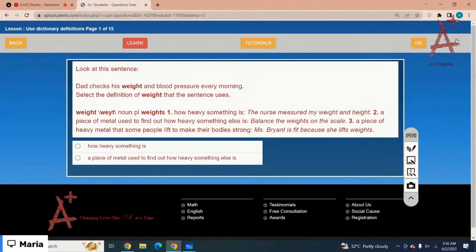Okay, so each word has two to three different meanings. You have to look at the sentence and see what the word weight means in it. Got it? You have three meanings of the word weight. How heavy something is, a piece of metal used to find out how heavy something else is, and a piece of heavy metal that some people lift to make their body strong. So, which is the correct option? Basically, here the word weight means how heavy something is. Got it? Option number one is the correct option.